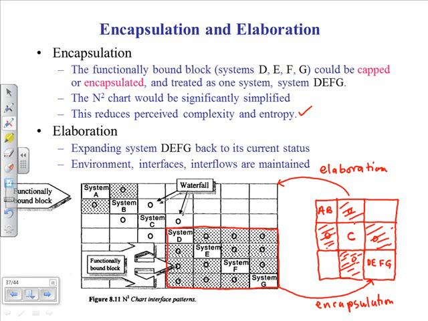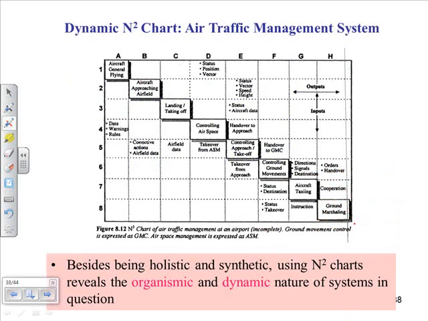Any questions, by the way, so far? Everybody doing okay? All right, here is a more realistic n-squared chart. So let me go through this just to illustrate what's going on. This one is for an airspace management system, which is ASM. Okay, so basically we are looking at controlling aircraft.